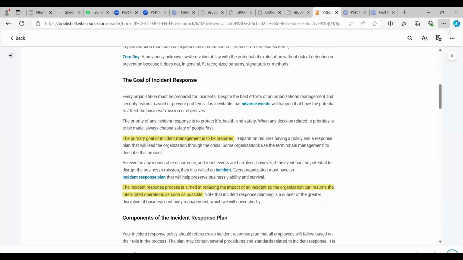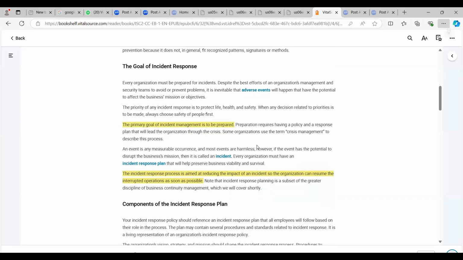So then we have the goal of incident response. What are the goals of incident response? So every organization must be prepared for incidents, like we said. Despite the best efforts of an organization's management and security teams to avoid or prevent problems, it is inevitable that adverse events or negative events will happen that have the potential to affect the business mission or objectives. It will always occur. Do we try? It's not that you will not try, but that doesn't guarantee you 100% security. They will always find their way into your network if they really want to.